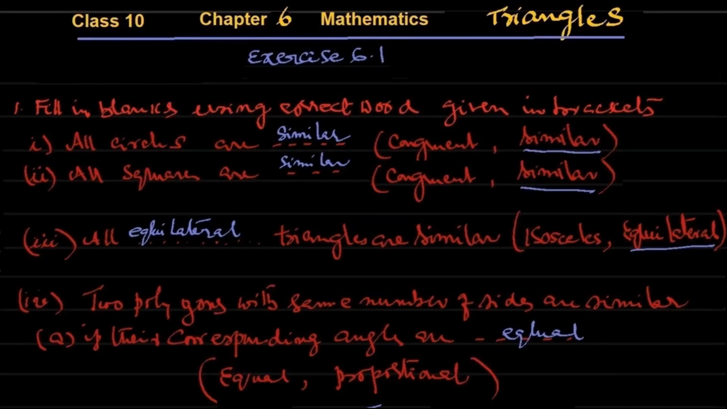Class 10, Chapter 6, Mathematics. The name of the chapter is Triangles. Exercise 6.1. Fill in the blanks using the correct word given in brackets. Brackets means parenthesis.